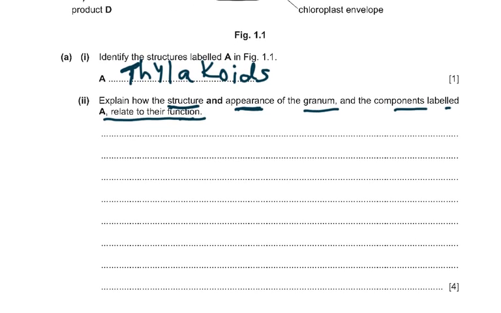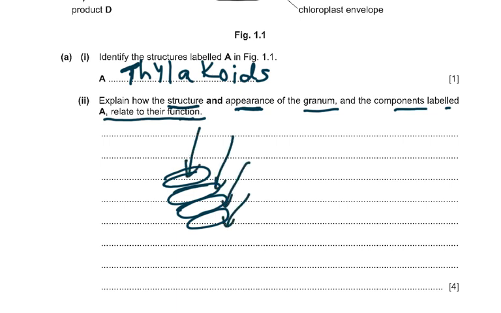So there will be 1 mark for the description and 1 for the linked function. Like for instance, what could you say? You could have said stacked. The thylakoids are stacked, so this gives a large surface area. You see the thylakoids are stacked like this. And so they give a very large surface area because there are many of them. So what is the function of this? The function is to increase light absorption. So light can be absorbed. To increase light absorption.